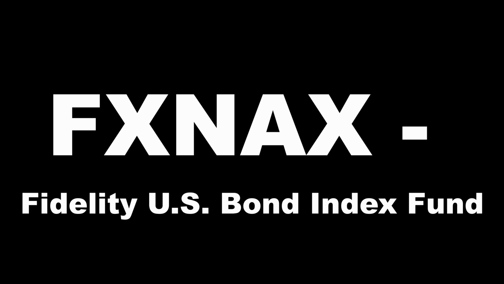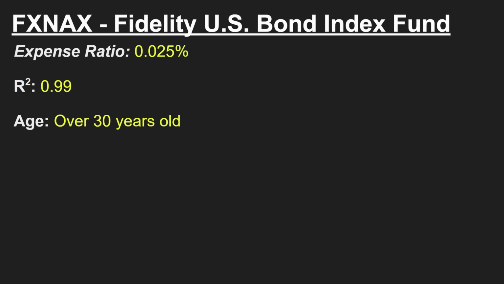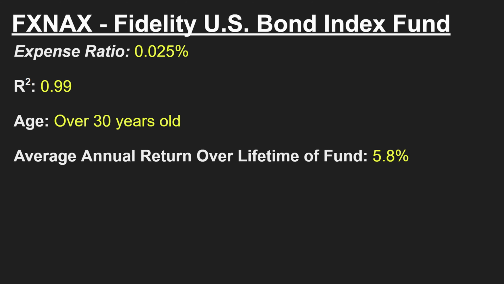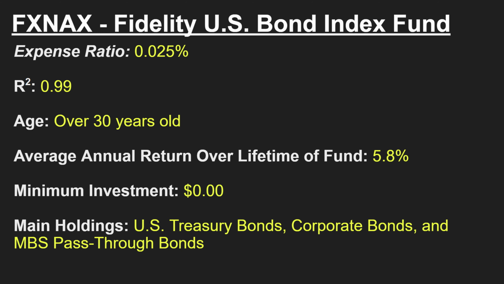Finally, for our 5th fund, we're going to go with FXNAX, which is the Fidelity US Bond Index Fund. FXNAX has an expense ratio of 0.025 with an R-squared value of 0.99. This fund is over 30 years old. It has an average annual return of 5.8% over the lifetime of the fund. There's no minimum to invest, and it's made up entirely of US Treasury bonds, corporate bonds, and MBS pass-through bonds.